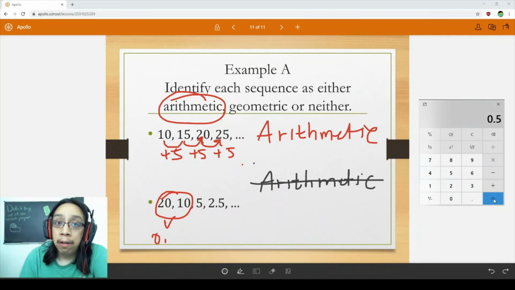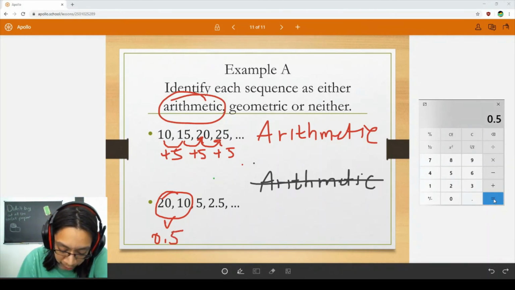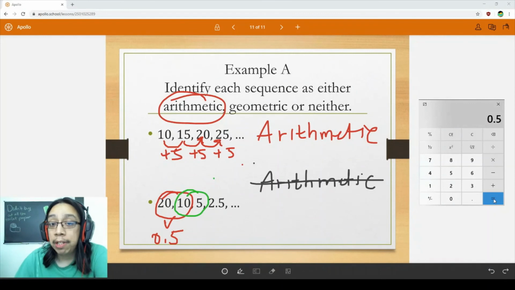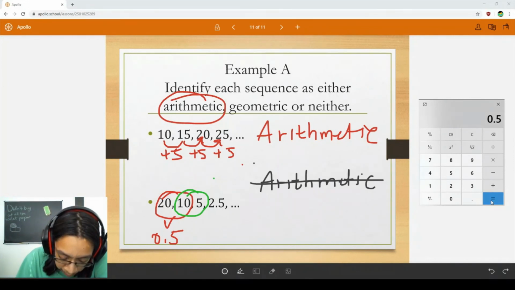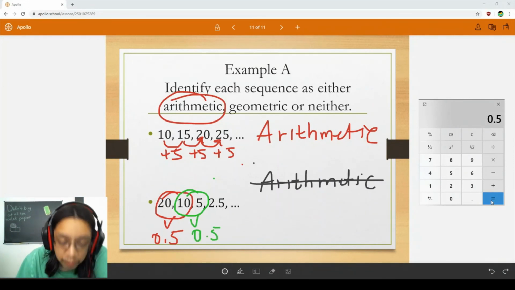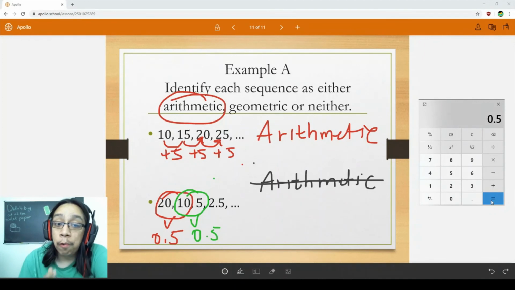Okay, now check to see if the next two numbers get you the exact same result of 0.5. So we're going to take 5 and 10. We're going to divide that. So 5 divided by 10 is also 0.5. Notice that my number is always the same. That means that this sequence right here, more specifically, will be geometric.